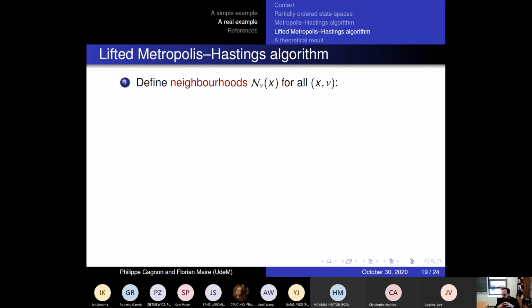So imagine that you already have your Metropolis-Hastings algorithm, and now I will give you the steps to make it lifted, okay? So we start from the same neighborhoods, but now we need neighborhoods that depend on X and nu, the direction, because we have a direction. And what we do is that we split the neighborhood of X in 2, and we do it using the partial order, okay?